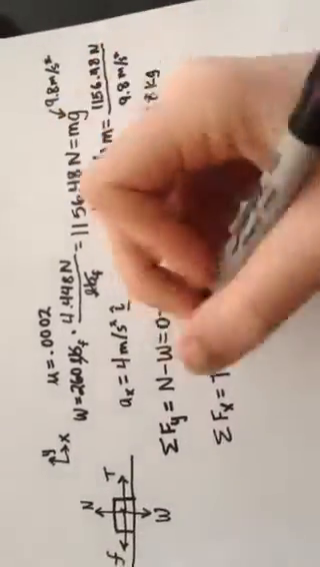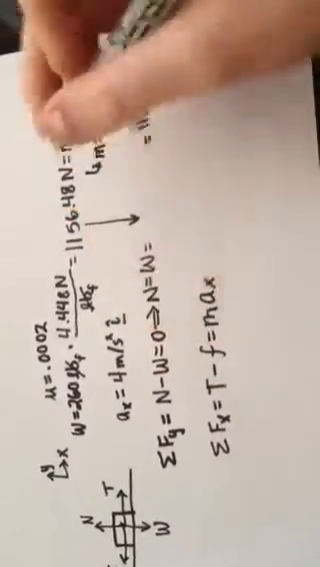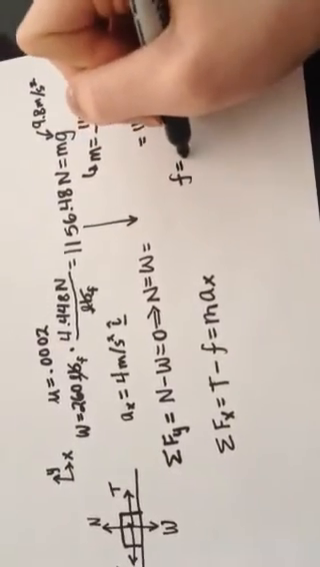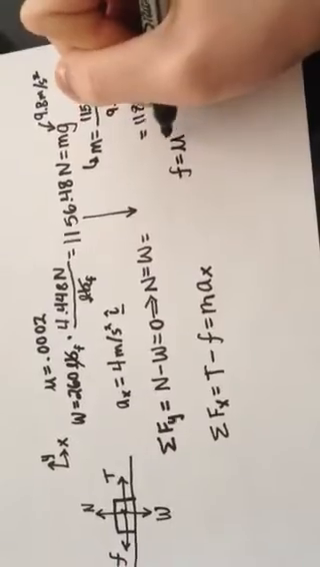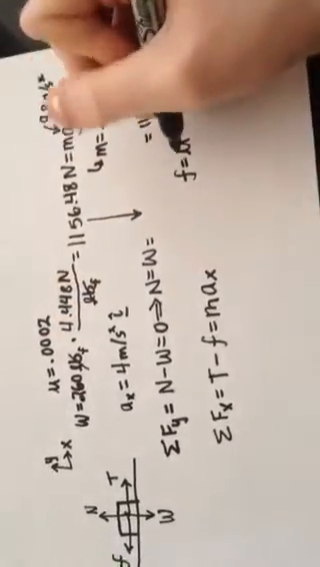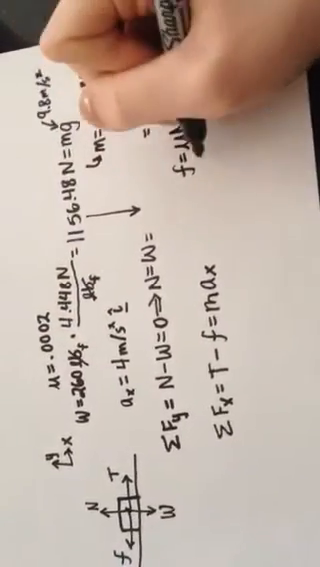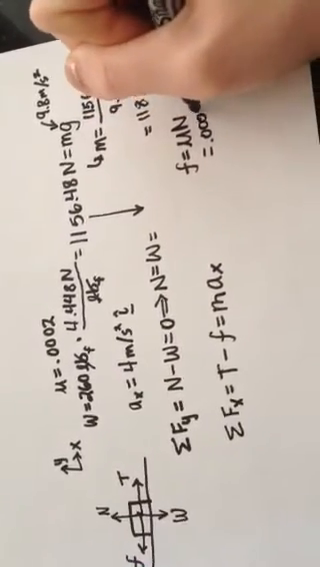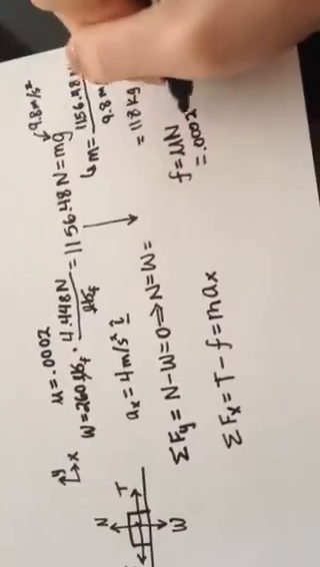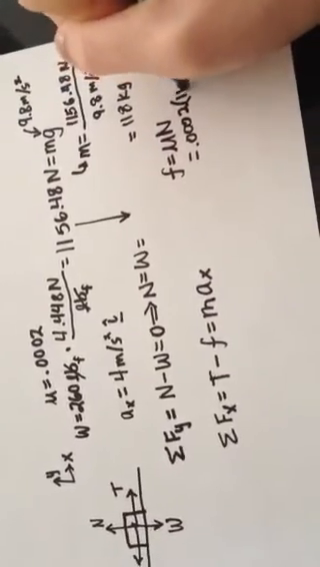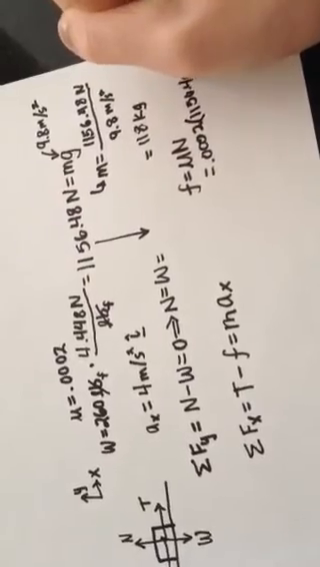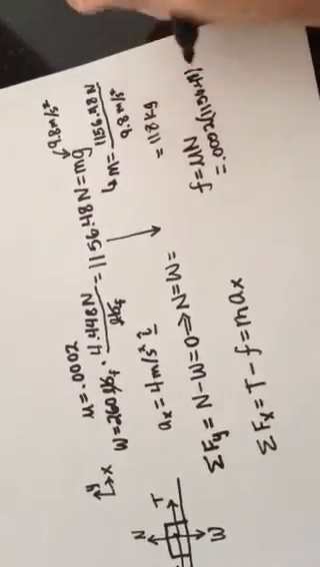Okay, so we have the thrust force, which we're trying to find. We also know that friction, this is kinetic friction, is equal to the drag coefficient mu times normal. So in this case, it's 0.0002 times normal, which is equal to the weight, which is 1,156.48. Okay.